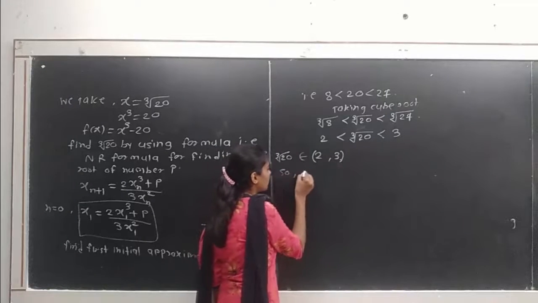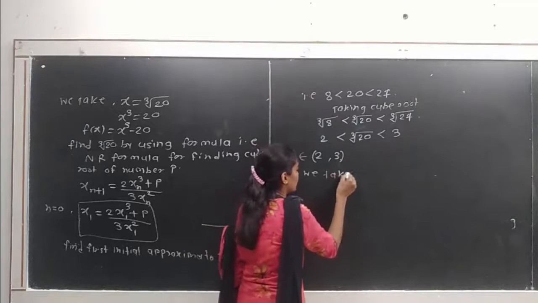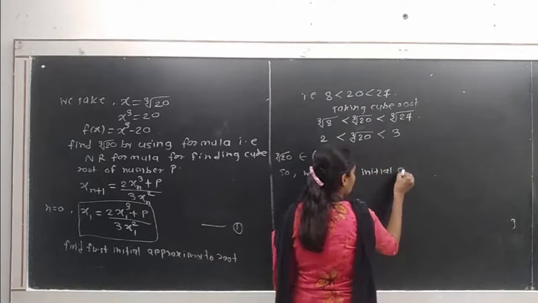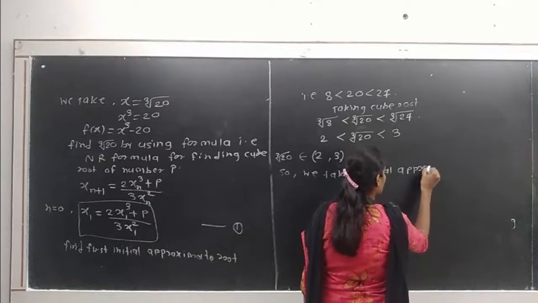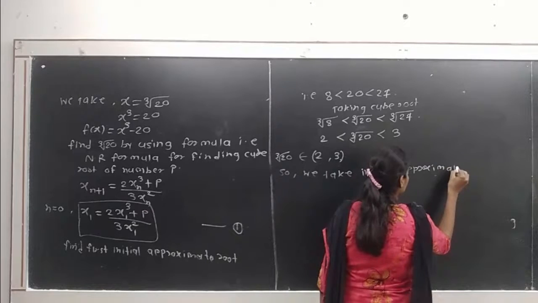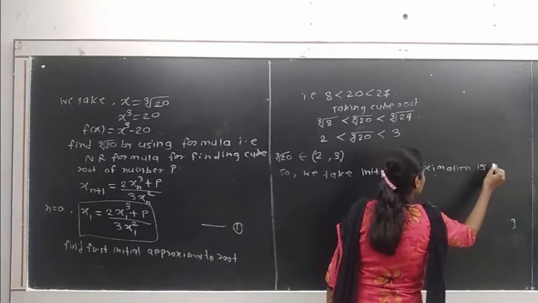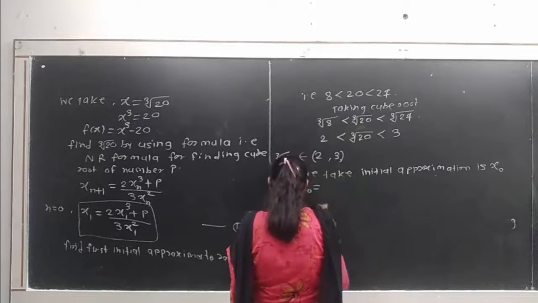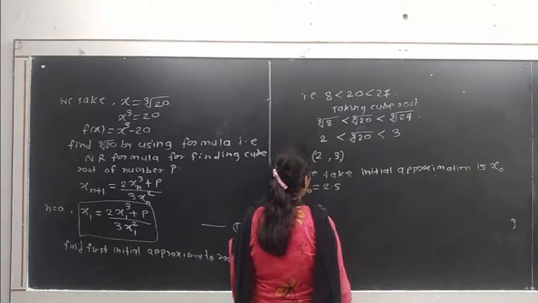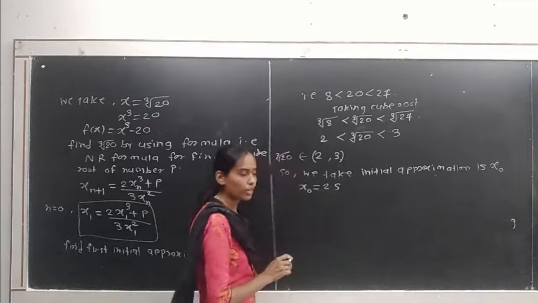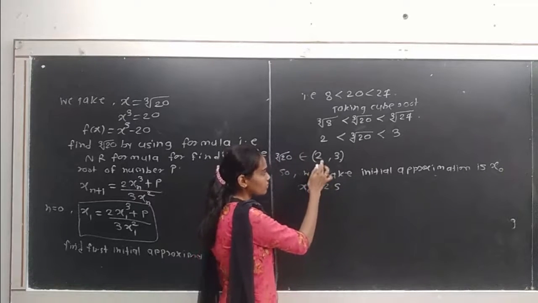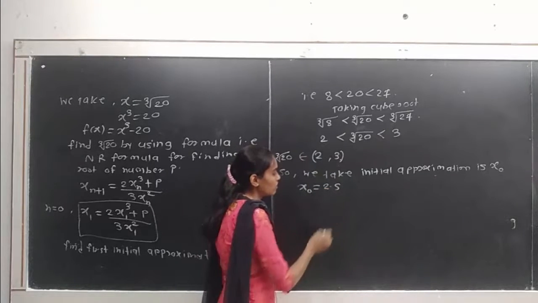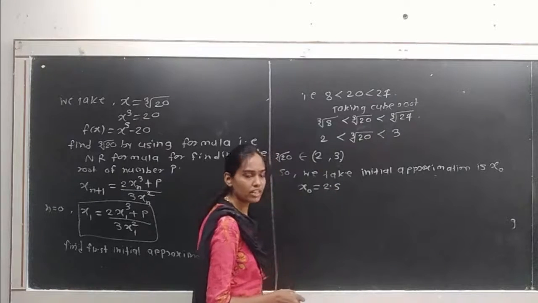So we take the initial approximate root, or initial approximation, x0, and we take x0 equal to 2.5. Here we can take x0 equal to 2 also, but we take x0 equal to 2.5 for reducing the number of iterations.